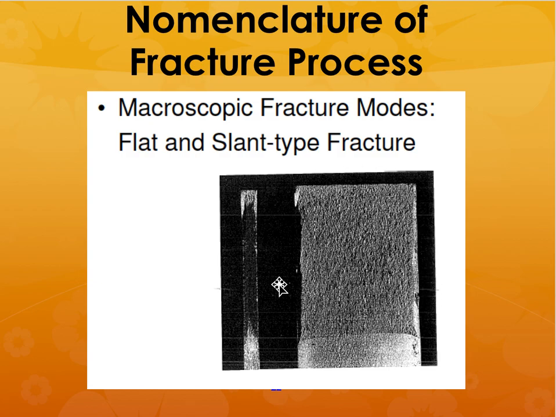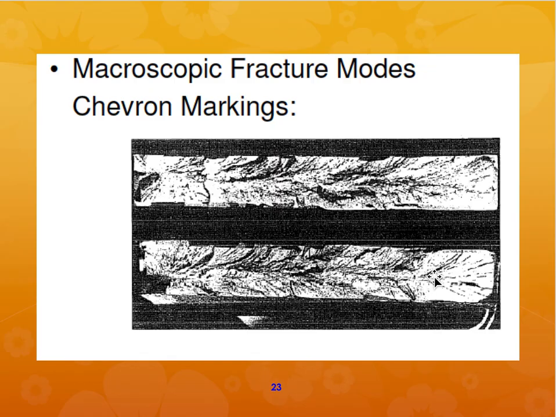If it is dull and dark, that means it is a ductile failure. So for example, if your sample has undergone quite a bit of deformation, you will see what are called chevron markings. What are chevron markings? These kinds of river marks or striations on this material are called chevron markings.